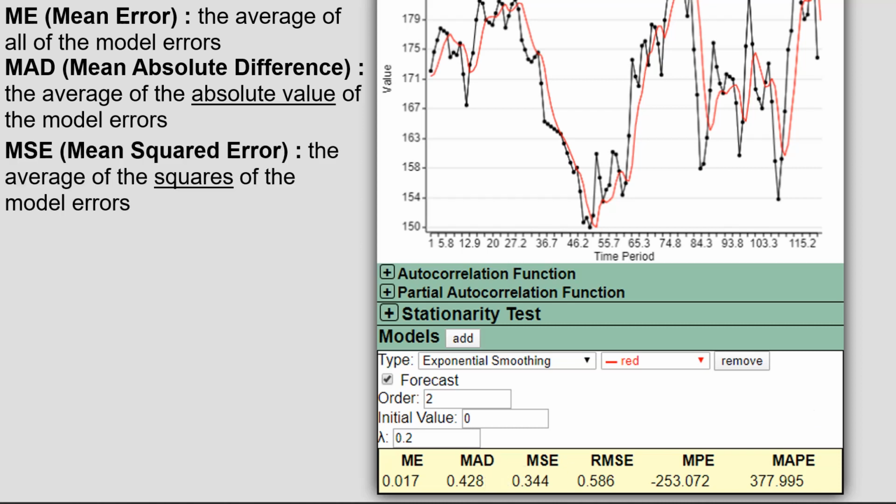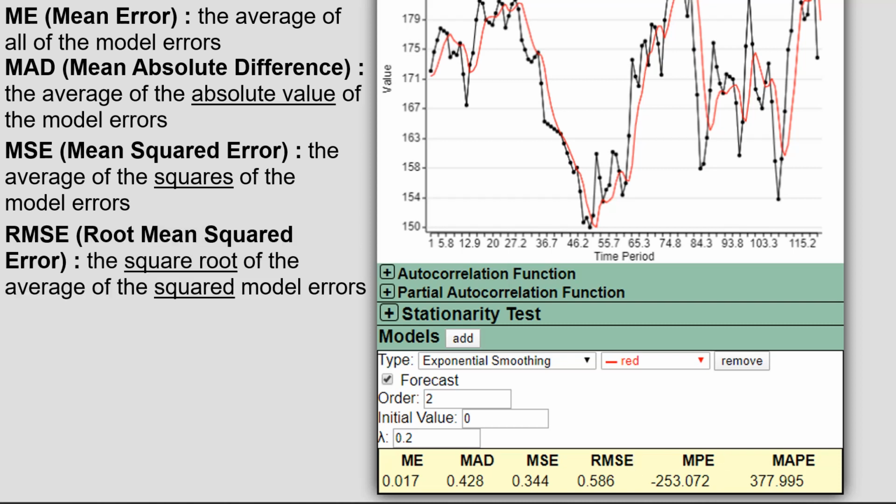The mean squared error is you square all the errors. So MSE, square all the errors and you average those out. The root mean square error is the square root of the mean square error. All 4 of these metrics are in the units that you're working in, the units and scale of the data that we're working with.